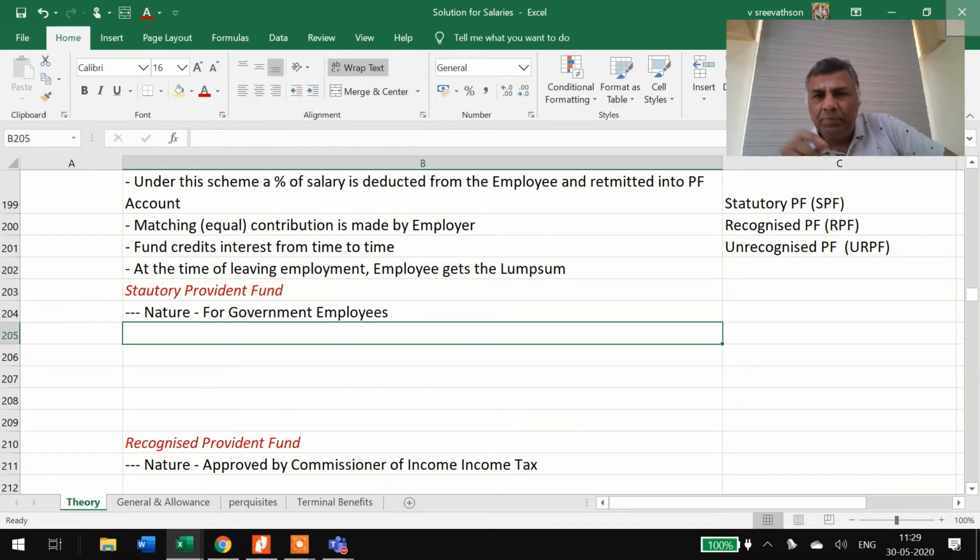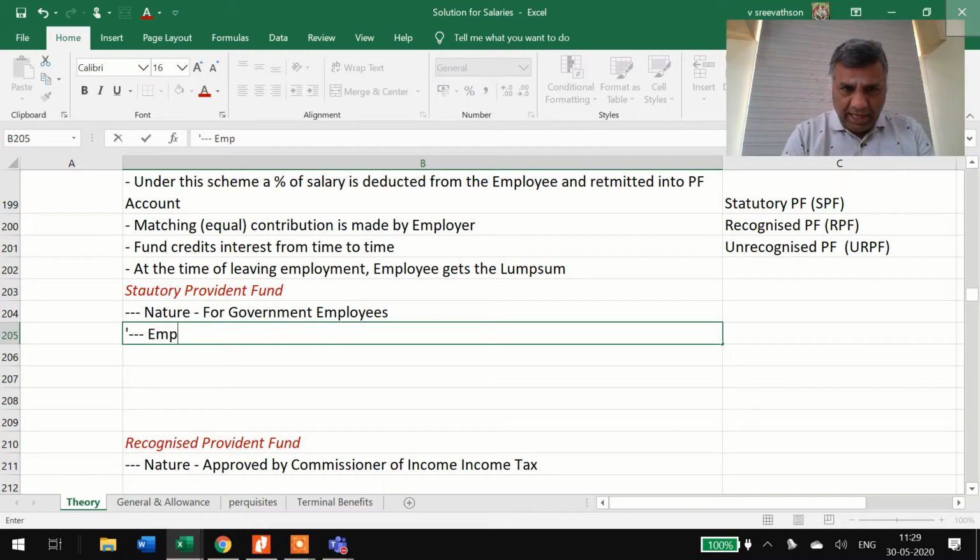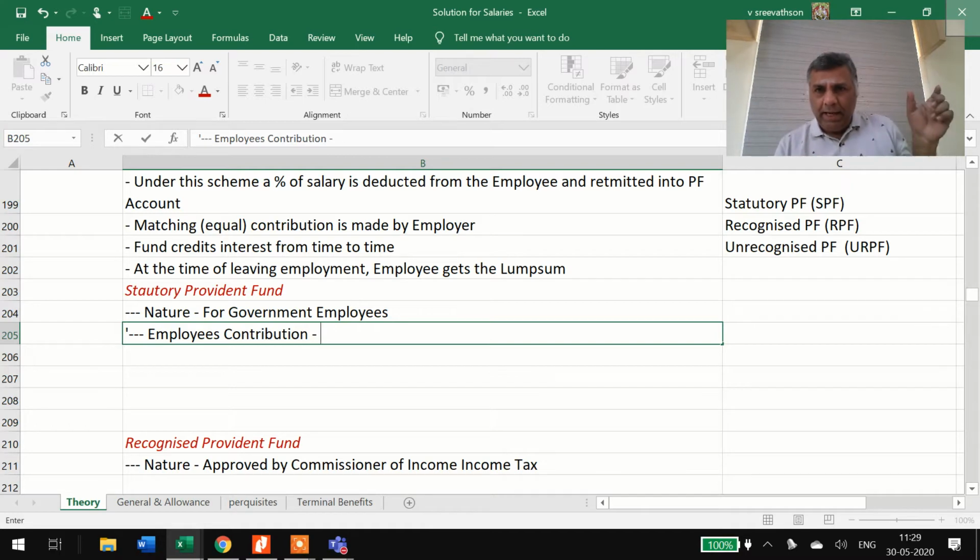So repeating, in your particulars, you will have nature: SPF column for government employees, RPF column for approved by Commissioner of Income Tax, URPF column unapproved. Next, in the particulars column, employees' contribution.